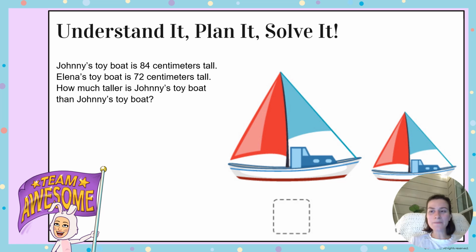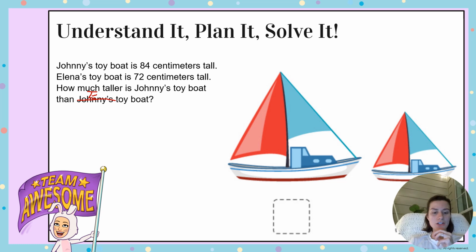I'm assuming you've pressed play to continue. We are in We Do time, where we work on a problem together. The very first thing we need to do is understand the problem, step 1. So let's read this story problem together. Johnny's toy boat is 84 centimeters tall. Elena's toy boat is 72 centimeters tall. How much taller is Johnny's toy boat than Elena's toy boat? I'm going to put an E here. Step 1 is understand it.